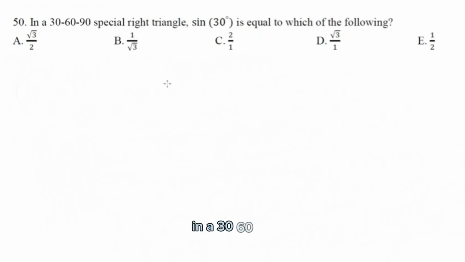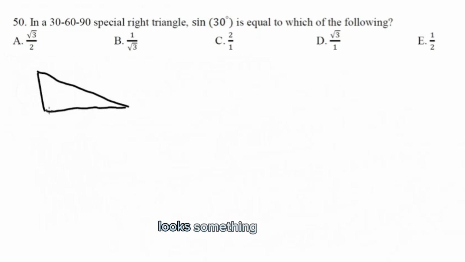In a 30, 60, 90 special right triangle, sine of 30 degrees is equal to which of the following? Alright, so a 30, 60, 90 special right triangle looks something like this, where this right here is 90 degrees, represented by that box. This angle right here is 30, this is 60. And then the side lengths are, let's say this is x, and then the hypotenuse, the longest side, would be 2x, and then this side right here, the middle length side, would be x root 3.